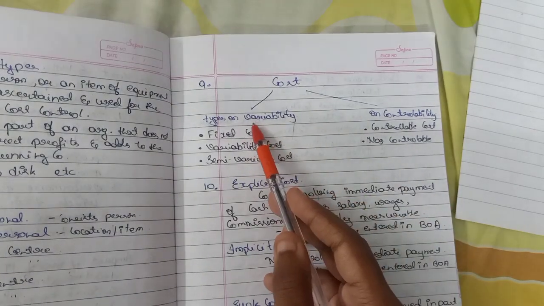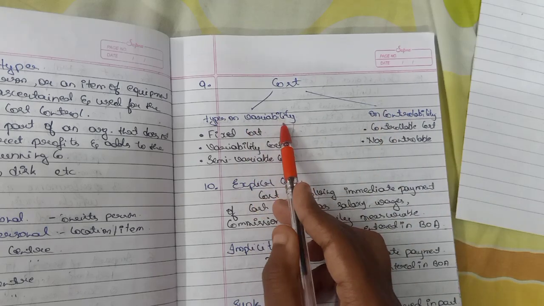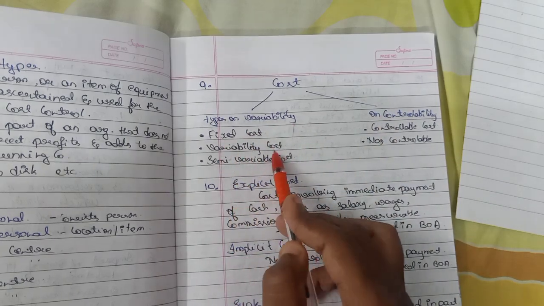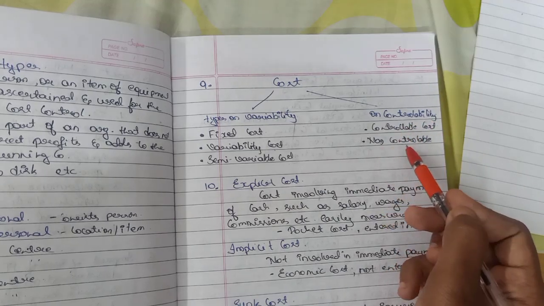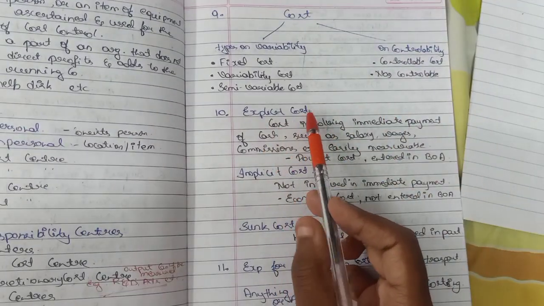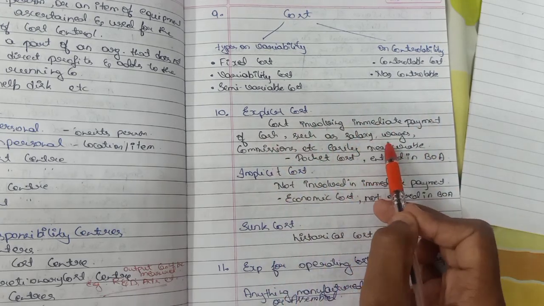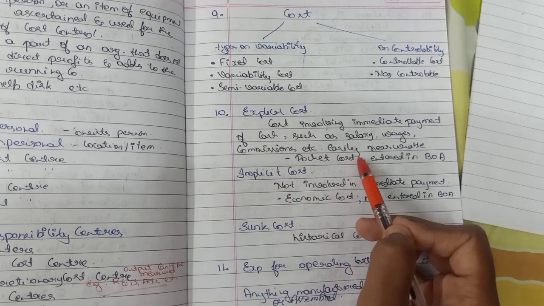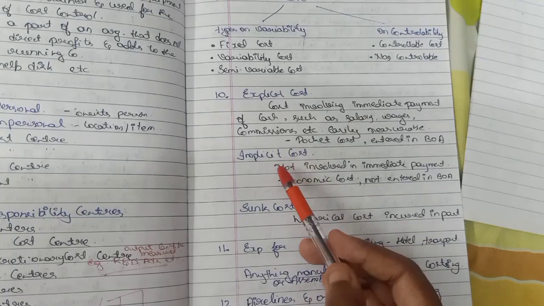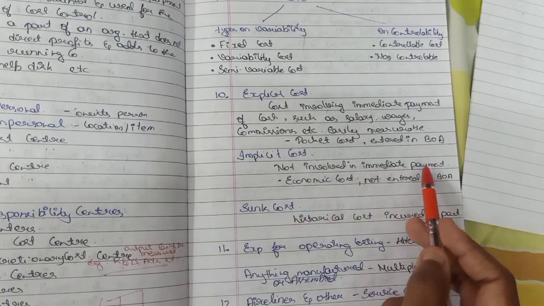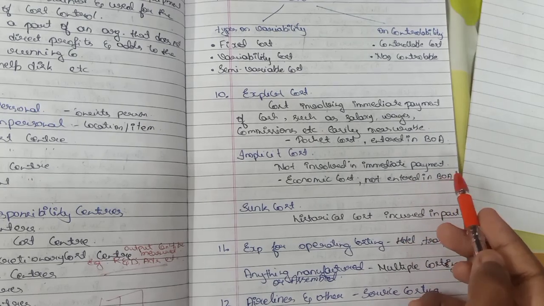In cost, types of variability. This is on controllability. On variability: fixed cost, variable cost, semi-variable cost. On controllability: controllable cost and non-controllable cost. What is explicit cost? It is a cost involving immediate payment of cash such as salary, wages, commissions, etc. Easily measurable, that is out-of-pocket cost entered in books of accounts. What is implicit cost? Not involving immediate payment, that is economic cost, not entered in books of accounts.